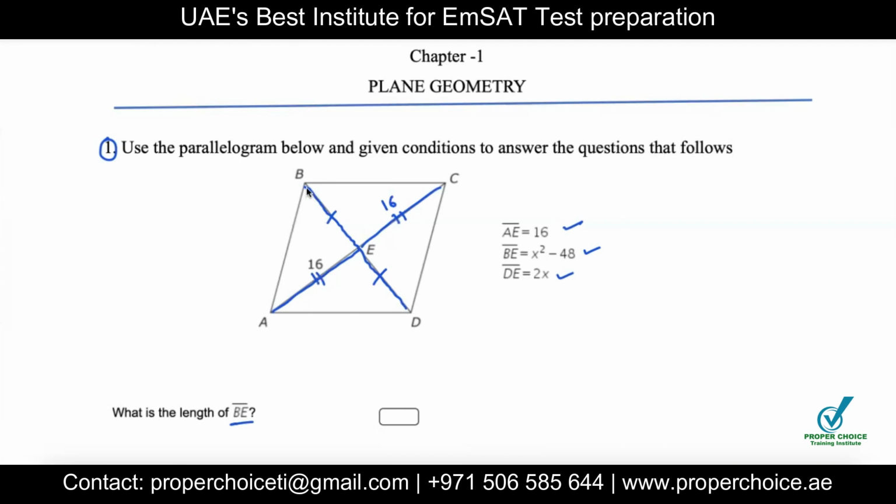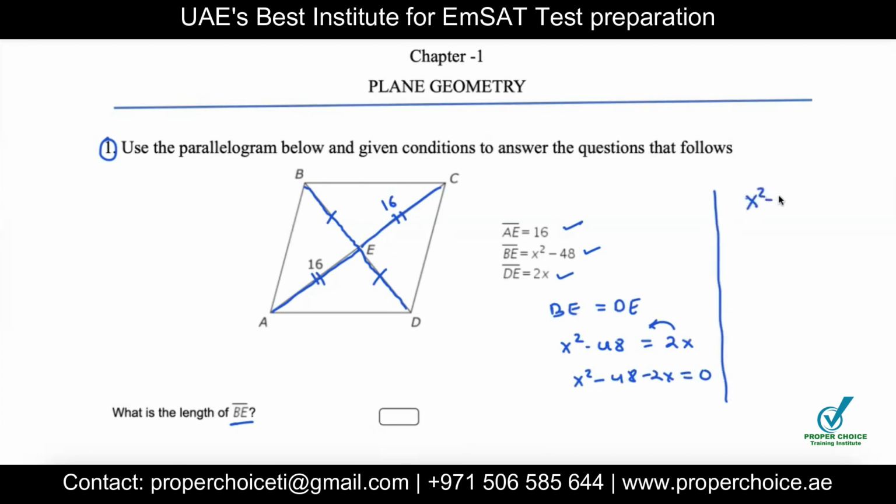To find the length of BE, let's make use of this: equate BE with DE. Now it turns into an equation. BE is x square minus 48, equal to 2x. Bring this 2x to the other side, then it turns into x square minus 48 minus 2x equal to 0. You can rewrite it in the form of a quadratic: x square minus 2x minus 48 equal to 0, which is of the form ax square plus bx plus c equal to 0.